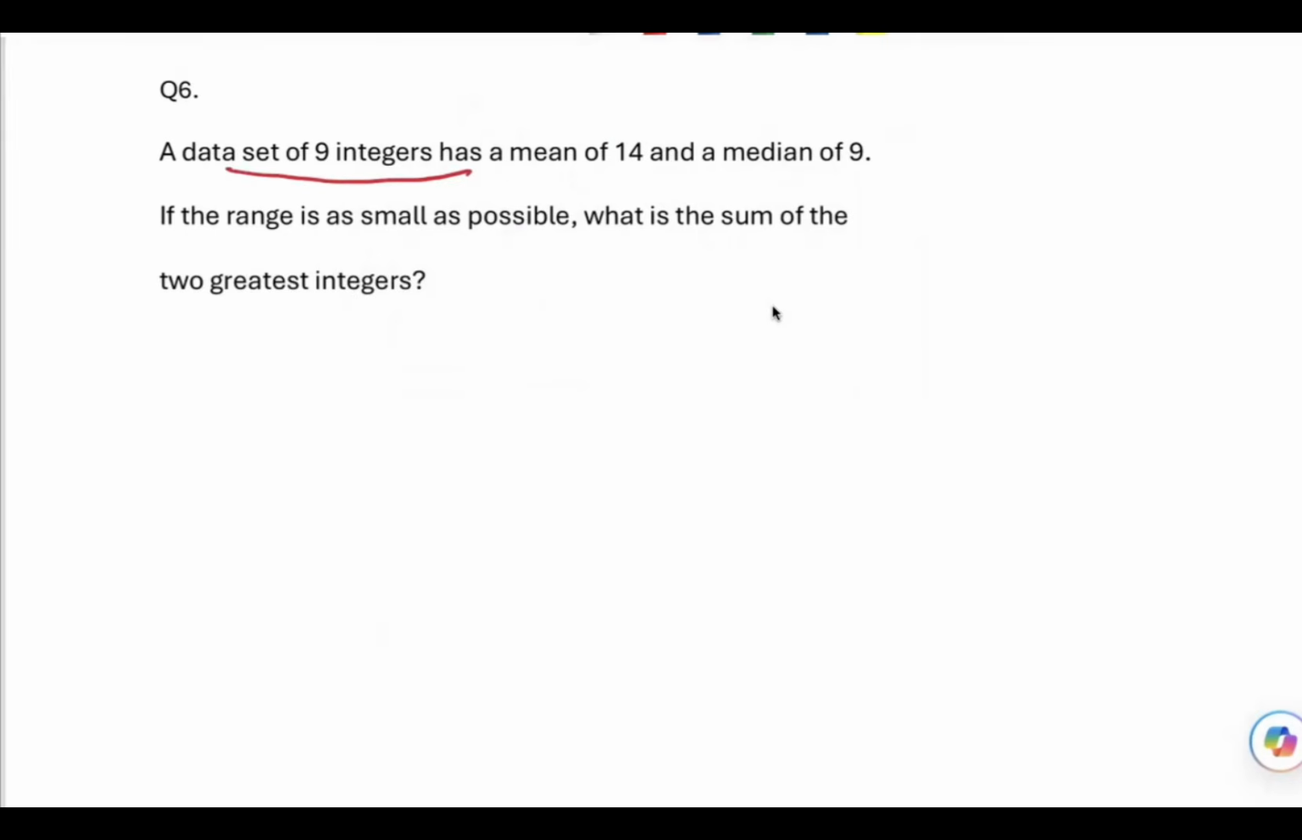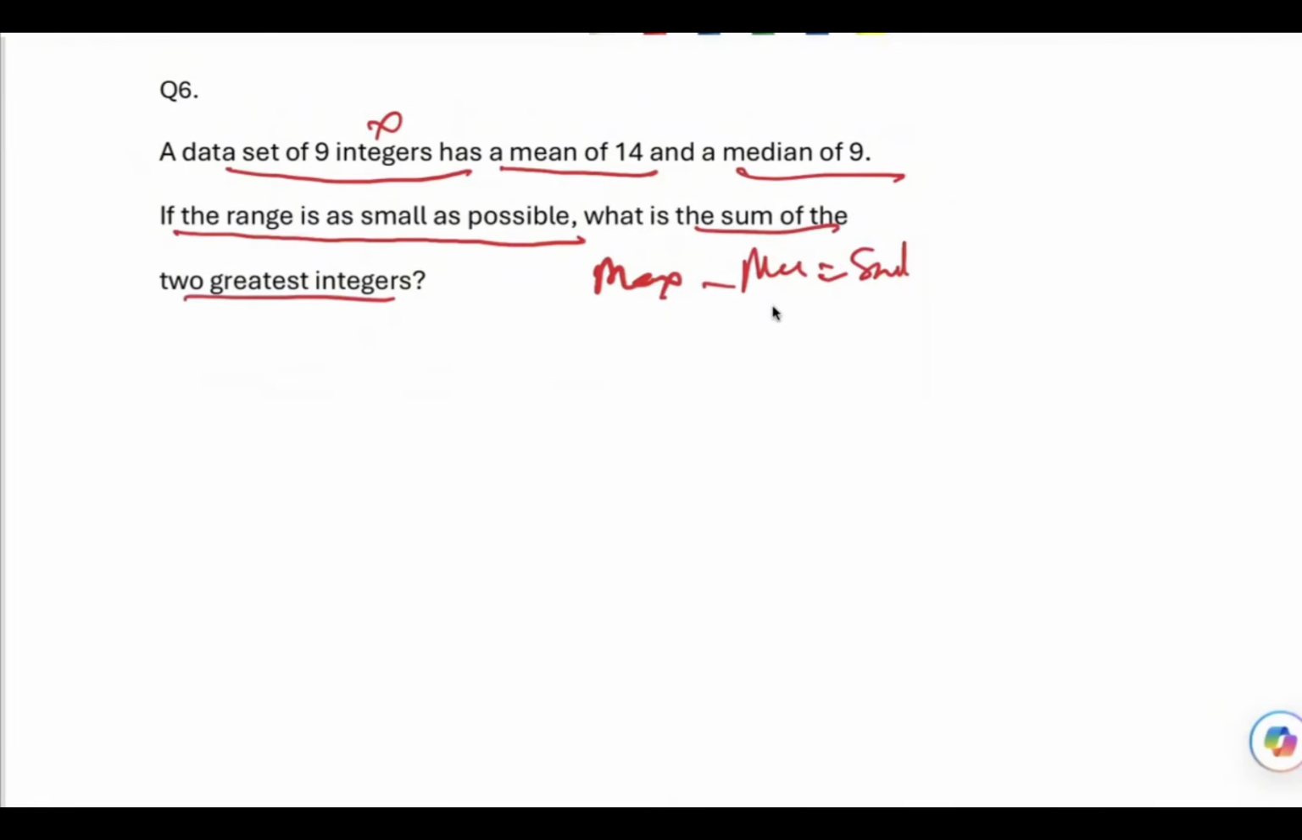9 integers. That's key. It has a mean of 14. That's another key. And a median of 9. We're going to stick with it. If the range is as small as possible, that means the difference between your max minus your min is so small. What is the sum of the two greatest integers? That means you have 9 numbers, right? If I put them in boxes, I'm looking at the 8th and the 9th numbers, the biggest numbers. There's a way to do this kind of question.